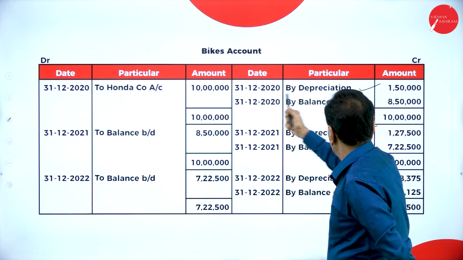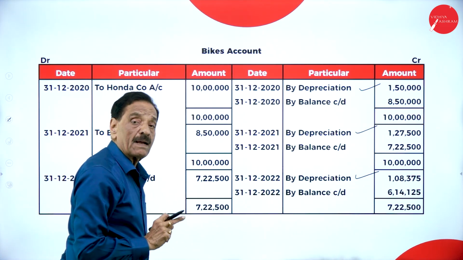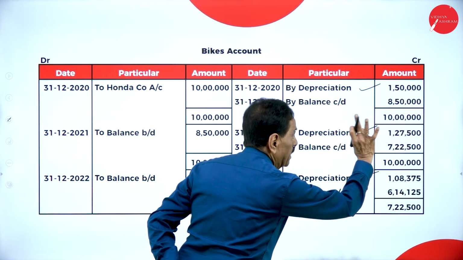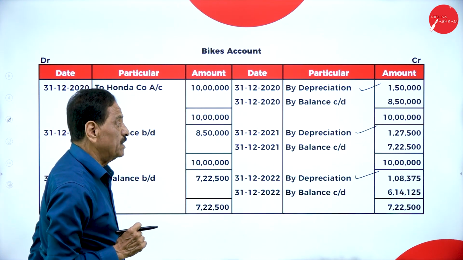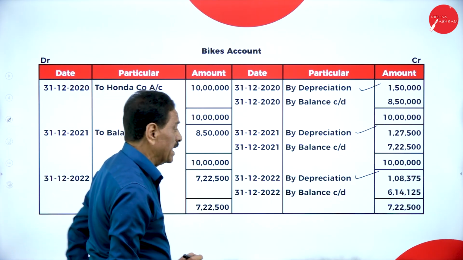10 lakh. 15% on this is 1 lakh 50,000. Balance is 8 lakh 50,000. Depreciation is 1 lakh 27,500. Balance is 7 lakh 22,500. Brought down 7 lakh 22,500.